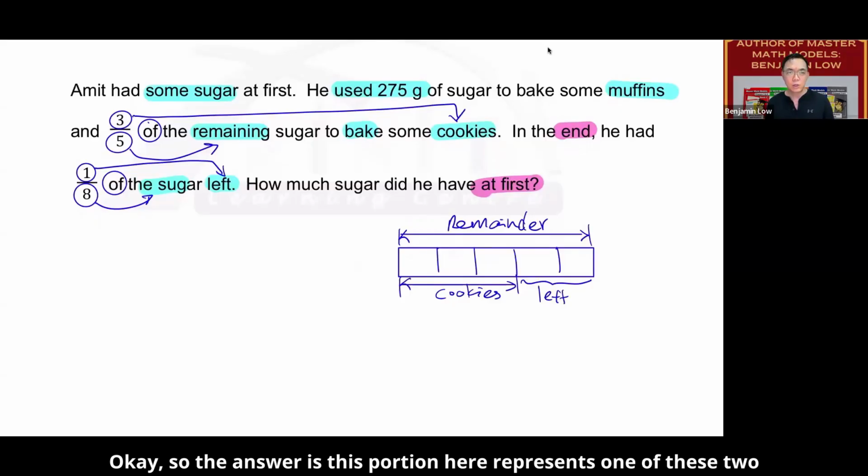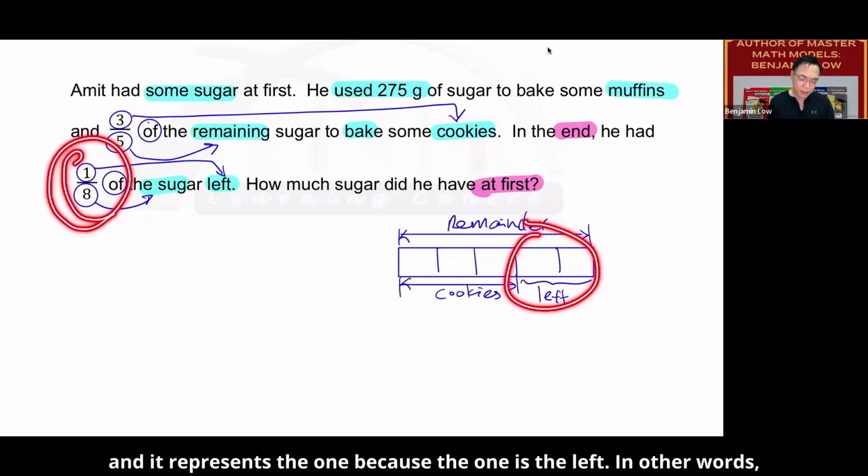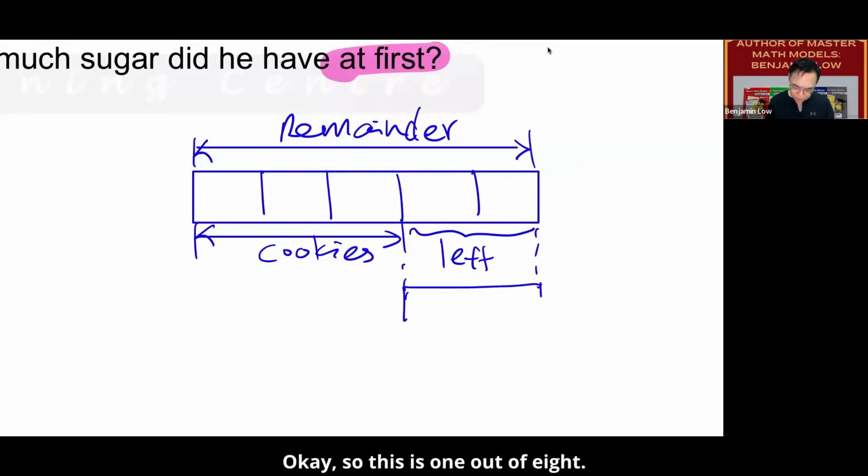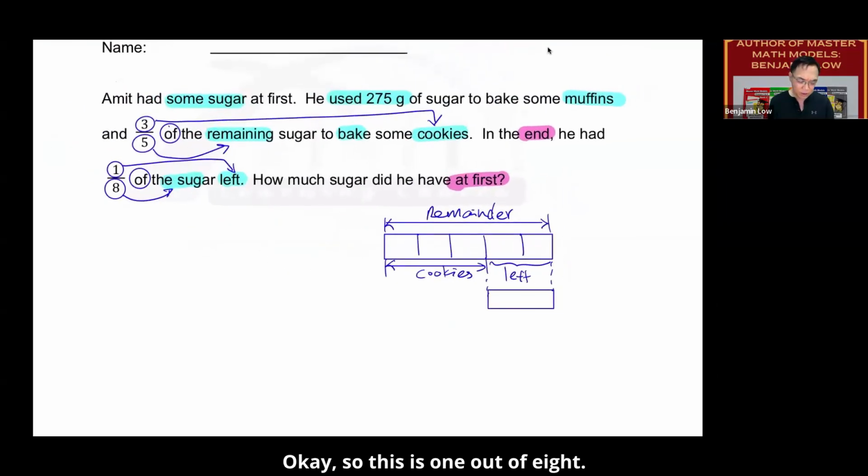Okay, so the answer is this portion here represents one of these two numbers, and it represents the 1 because the 1 is the left. In other words, this box here actually represents 1 box out of 8. Okay, so this is 1 out of 8.